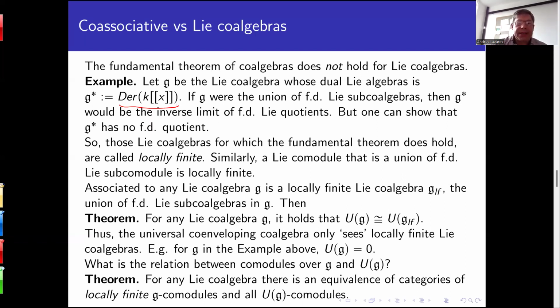Okay, so that means that we should consider Lie coalgebras G that are locally finite, that is to say, G is the union of its finite dimensional Lie subcoalgebras. If we want to relate Lie coalgebras to their universal enveloping algebras, then they better be of a similar nature. Namely, Lie coalgebras must be locally finite if we want them to carry the same amount of information as their universal enveloping algebras.